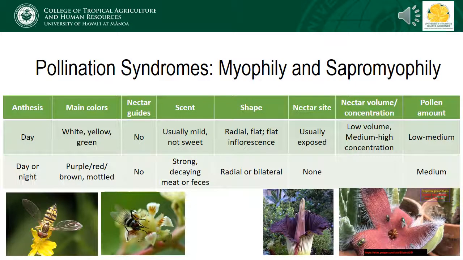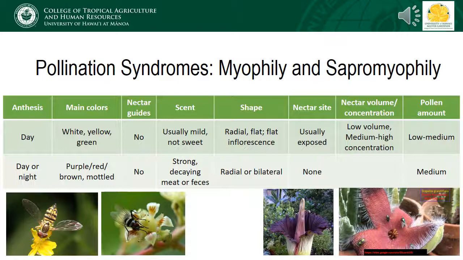Fly pollination syndromes fall into two different categories: myophily, or pollination by flower flies, and sapromyophily, or pollination by carrion and dung flies. For flower flies, their preferred resources bloom during the day with white, yellow, or green flowers. These lack nectar guides and usually don't have much of a smell. The flowers will be flat and radial, such that the nectaries are exposed and easily accessible by the short-tongued flies. These flowers don't have much nectar, but it is more concentrated in sugar, and they typically have low to medium amounts of pollen.